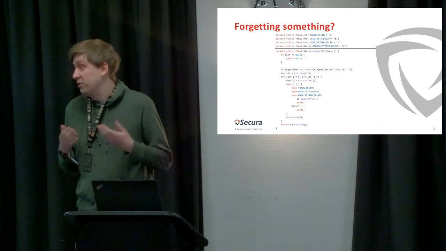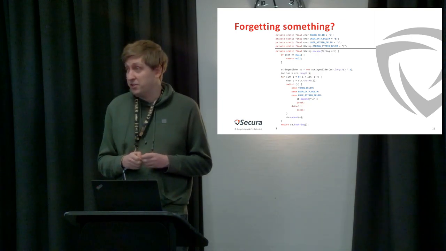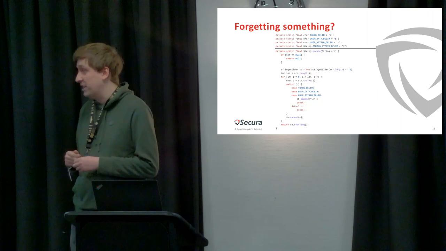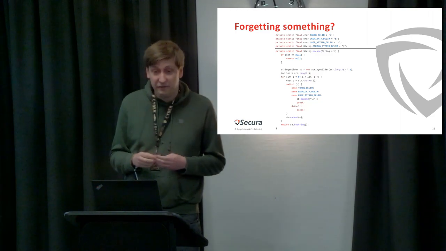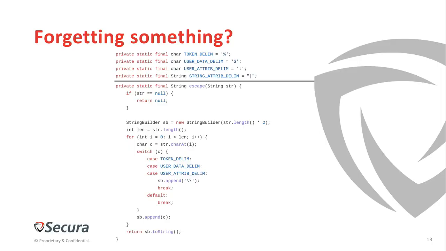So I took a look at how this parser works in the source code of the open source variant of WebSphere, and I found something interesting. Maybe you can spot it here. We have these four types of special characters, and then there's this escaping function that puts backslashes in front of only three out of four of them. So they forgot one of the characters, the bar character. They forgot to escape it. Also, they forgot to escape the backslash character itself. So the escape function is a bit insufficient with the bar character.